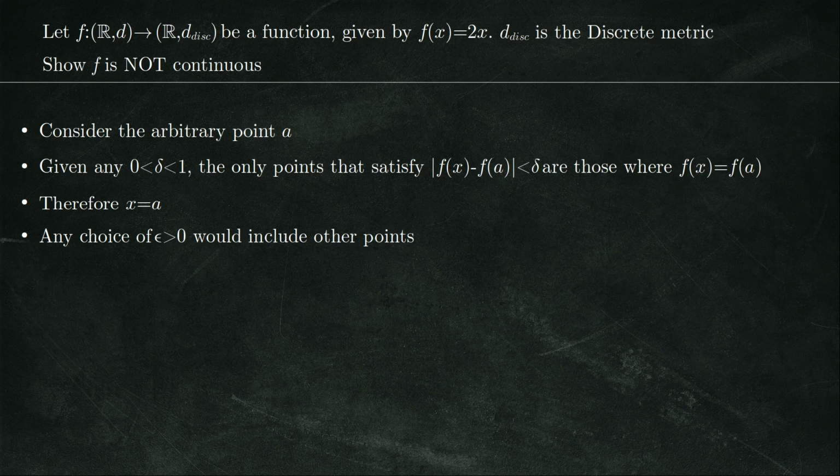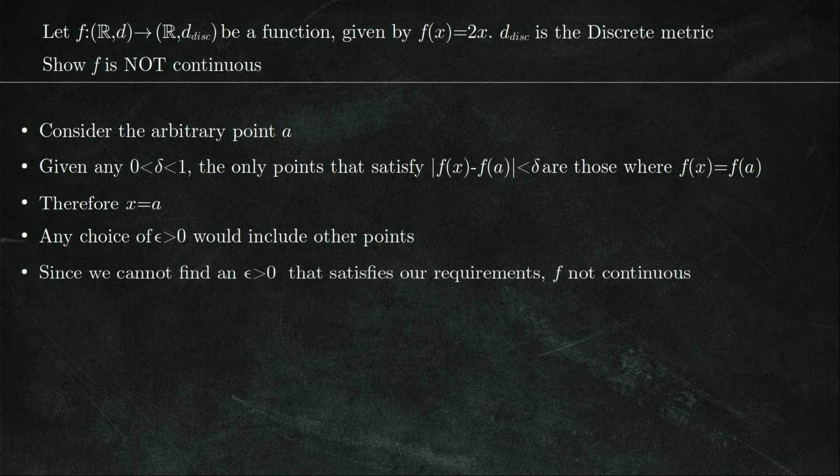But any choice of epsilon, as long as it's greater than 0, would include other points. So therefore, we cannot find an epsilon that satisfies our requirements. That is, if we find a second point x such that |x - a| < epsilon, then we want |f(x) - f(a)| < delta. We can't find an epsilon greater than 0 that does that. The only one we can find is if epsilon equals 0, but that doesn't satisfy our definition. And therefore, f is not continuous.